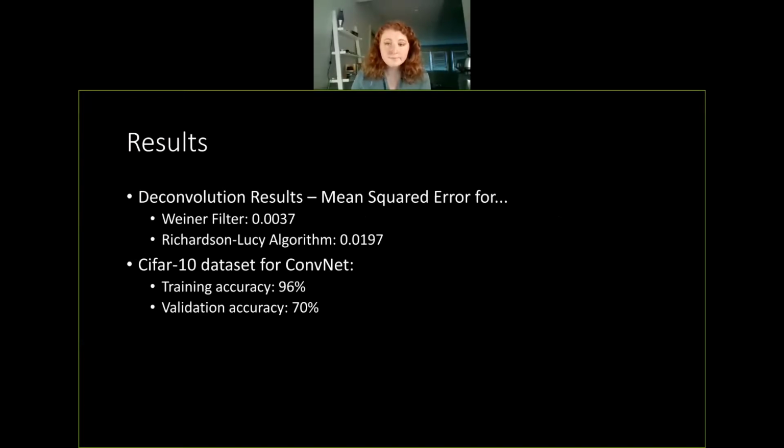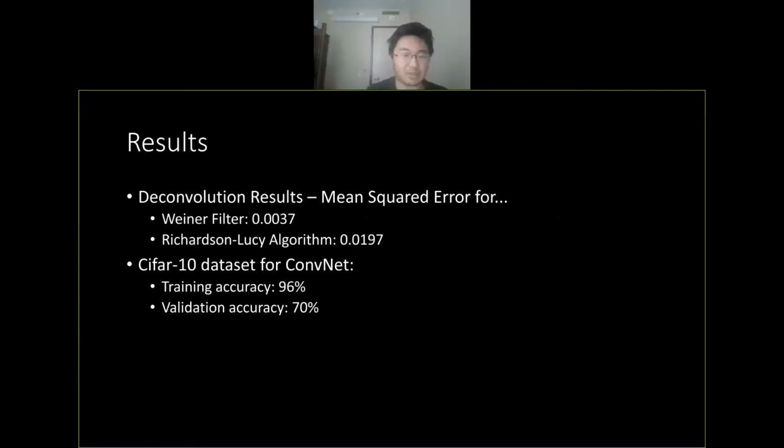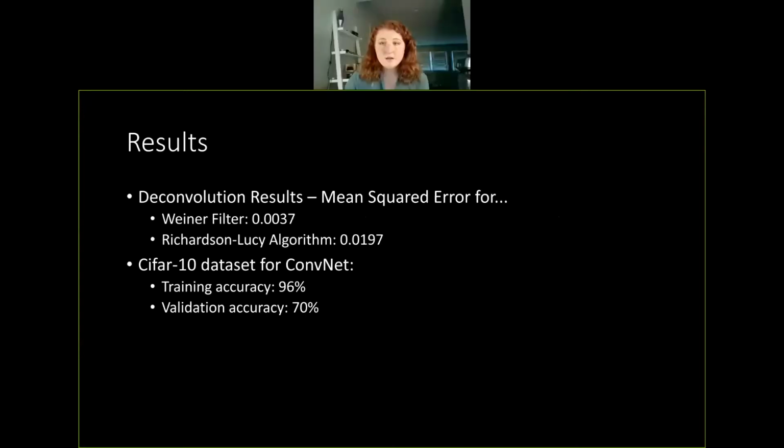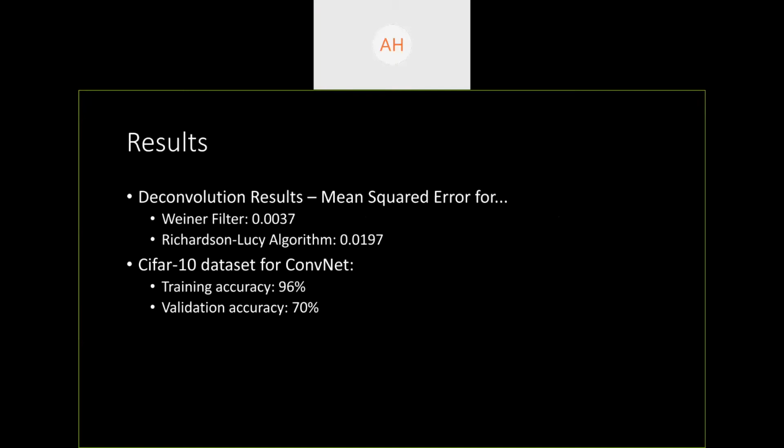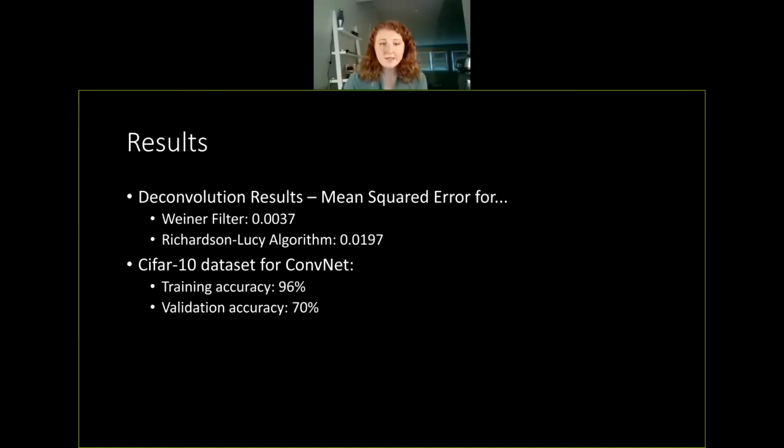So here are our main results for our work this semester. As I mentioned earlier, the mean squared error from our Wiener deconvolution filter is 0.0037, compared with the mean squared error of the Richardson-Lucy algorithm, which is 0.0197, which is about an order of magnitude higher. So at this moment in time, our implementation of the Wiener filter is a better algorithm for deconvolution. Next, we have the results from the CIFAR10 dataset on the convolutional neural network. As of right now, the training accuracy is really high at 96%, and the validation accuracy is steadily climbing, but currently at 70%.